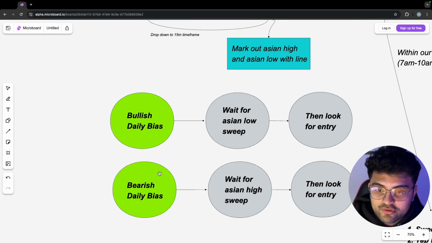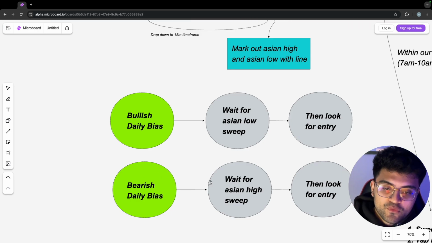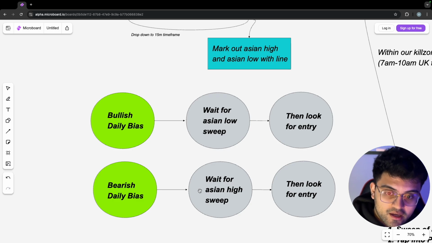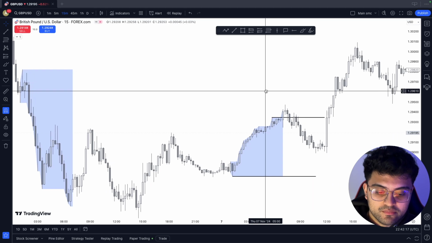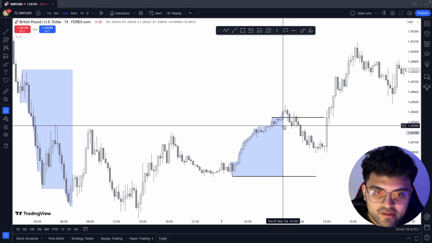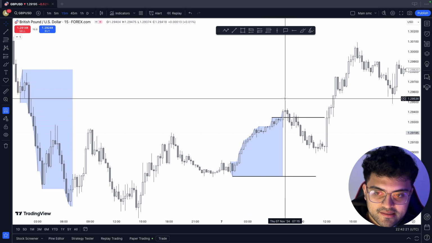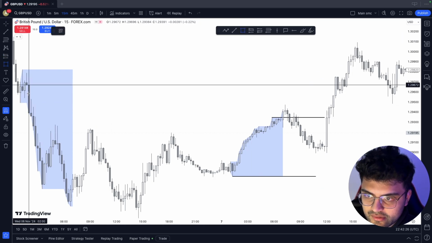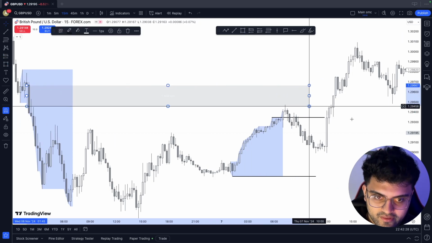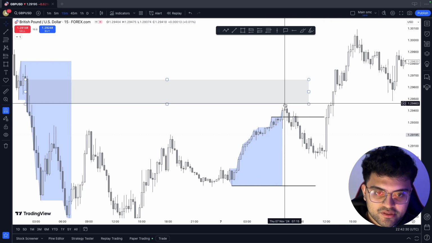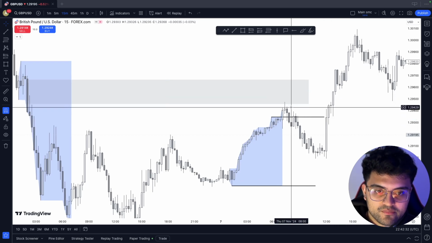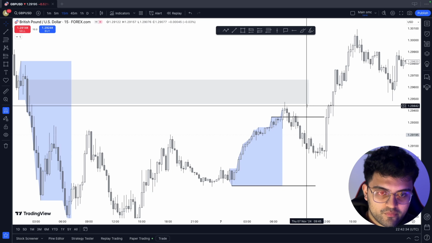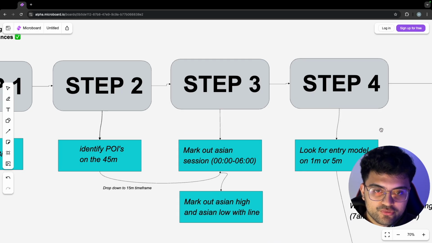If our daily bias is bearish, we are going to be waiting for the Asian high to be swept, and then we're going to be looking for an entry. As you can see here, in this case I was bearish on this day, so I waited for the Asian high to get swept, which it did at 7 o'clock or 7:15. We also tapped into that fair value gap, which I showed you on the 45-minute. Then I dropped down to the lower time frames for my entry model. We got the confirmation and I took the trade.